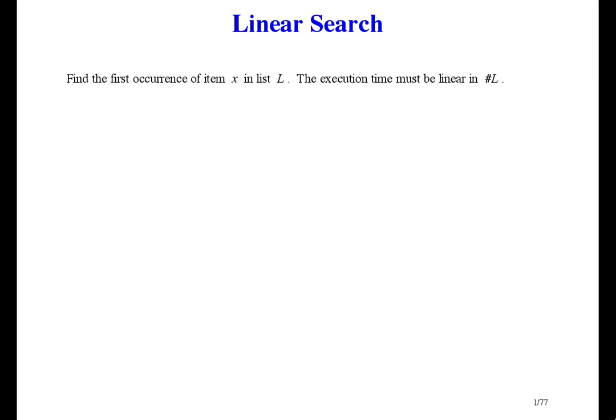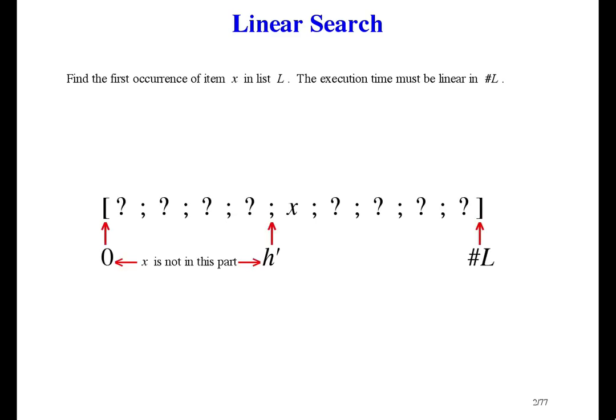Since we want the first occurrence, we search from the beginning of the list towards the end. Here's a picture of list L with the first occurrence of X shown, and H prime is also shown. Maybe the picture helps to write the specification. There isn't just one right way to write it. Here's the way I wrote it.